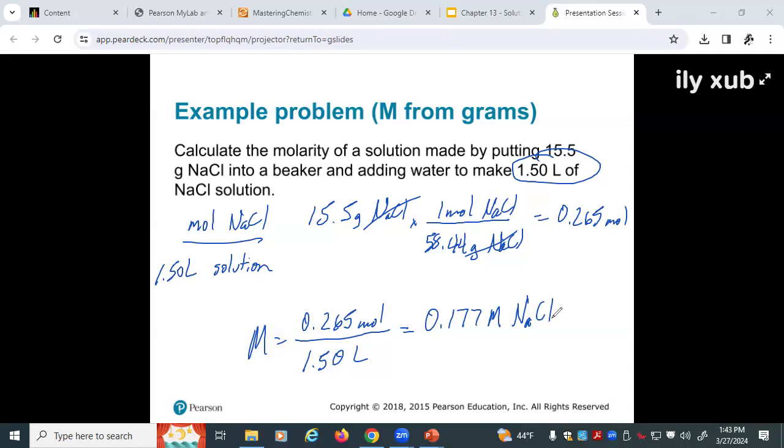So instead of 0.177 like this one, you'd get 0.000177, where everything seems to be really small. Most of the time, our concentrations are somewhere between 0.1 or 0.01 and 10 at the most.